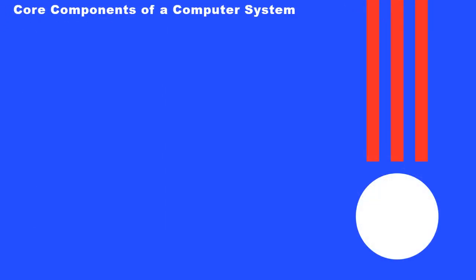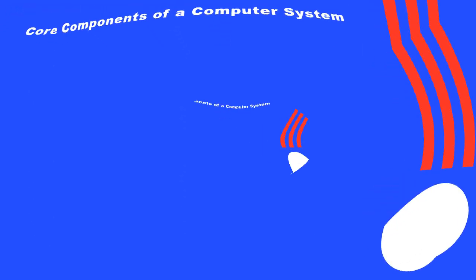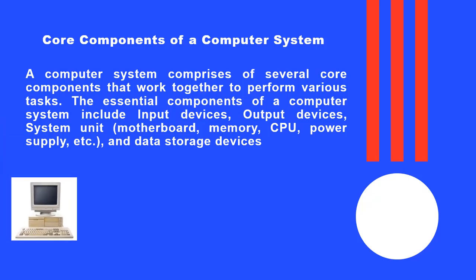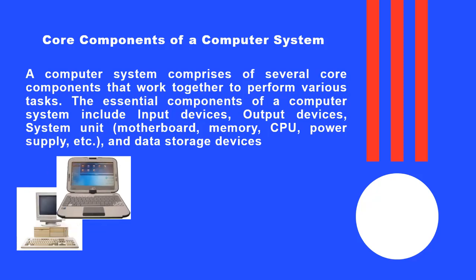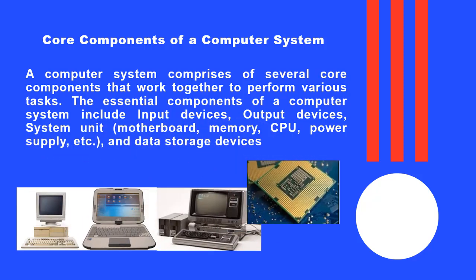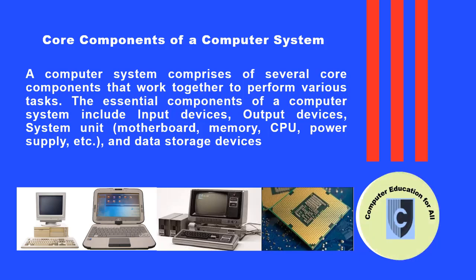Core components of a computer system. A computer system comprises several core components that work together to perform various tasks. The essential components of a computer system include input devices, output devices, system units, motherboard, memory, CPU, power supply, etc., and data storage devices.